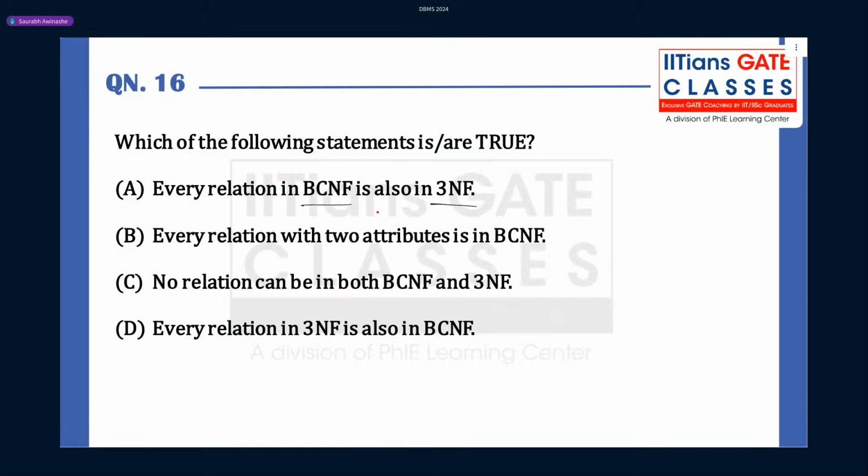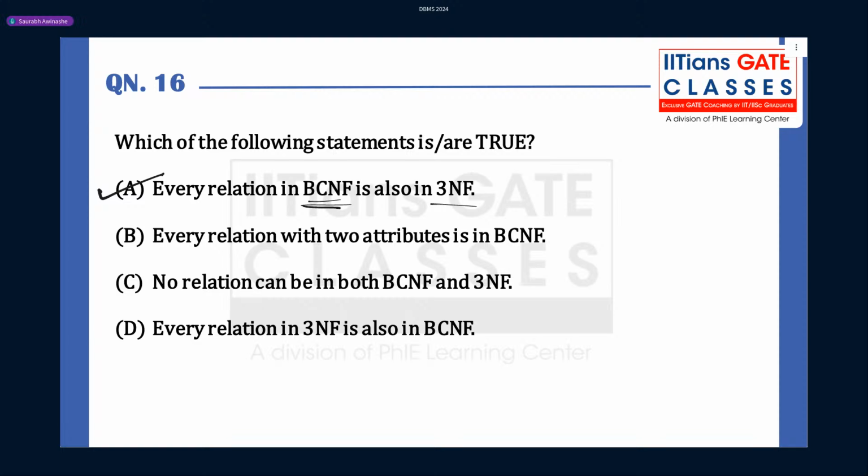So statement A is obviously true because BCNF is basically stricter than 3NF. So every relation in BCNF is also in 3NF. So option A is right. And let's look at option B. Option B says that every relation with two attributes is in BCNF.